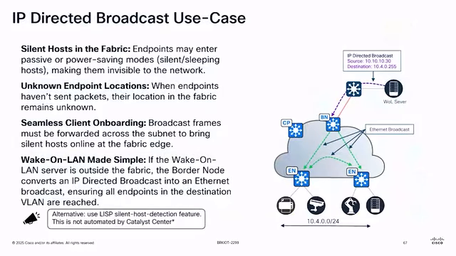For this, we have the option of using IP-directed broadcast. This is a setting that is also configured on the specific IP pool. With this, we can send a directed broadcast to the border node, and the border node will translate this into an Ethernet broadcast, so the device can reply to it and then be added to the database. The announcement I have below is that there is also another feature available called LISP silent host detection. This can be configured to do this inside the fabric. You don't need to go through the border node.